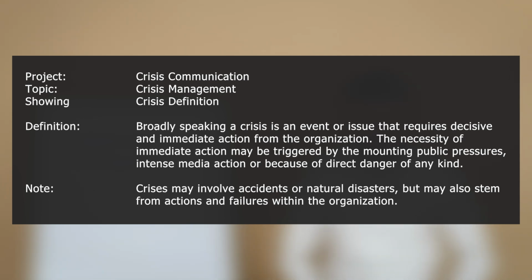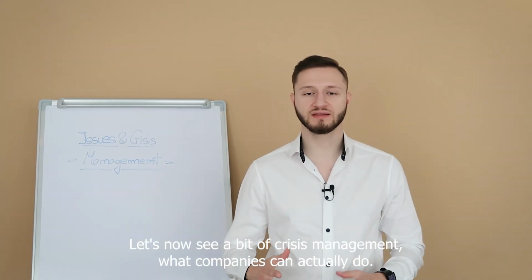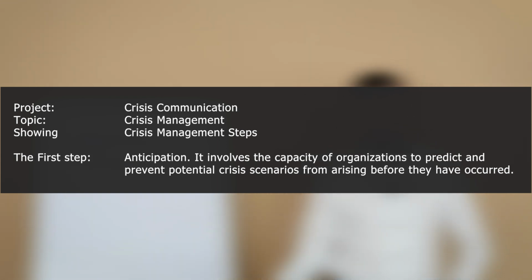Crises may involve accidents or natural disasters, but may also stem from actions and failures within the organization. Let's now see a bit of crisis management, what companies can actually do. Obviously, the first step is anticipation. Anticipation involves the capacity of organizations to predict and prevent potential crisis scenarios from arising before they have occurred.